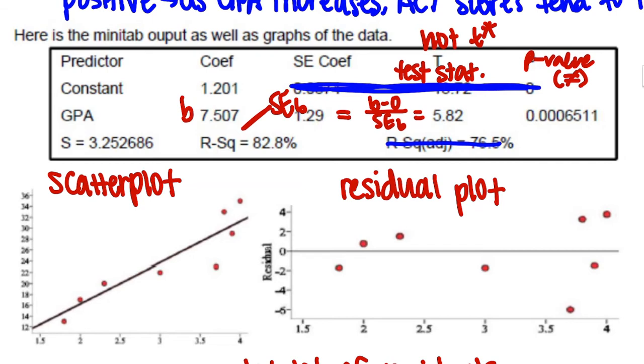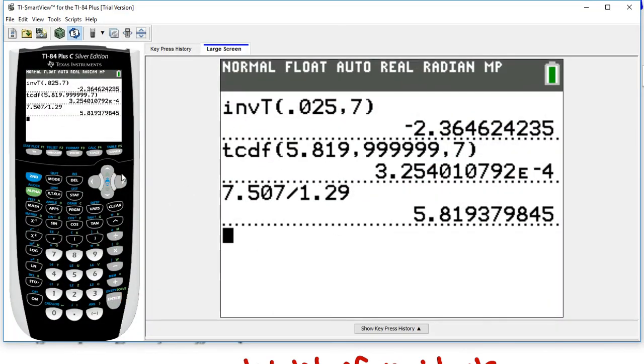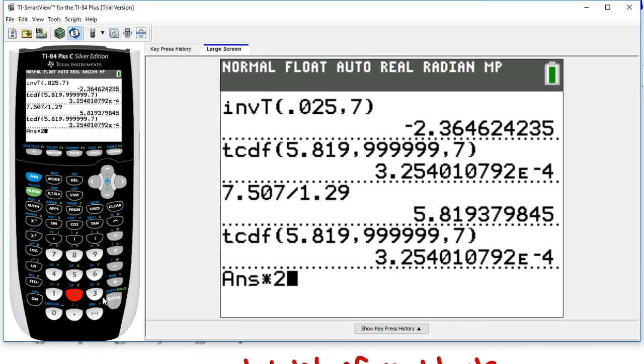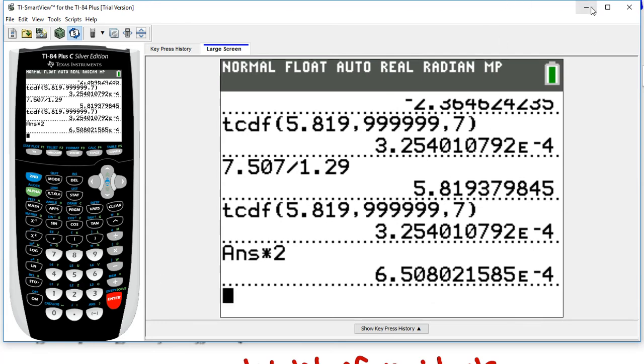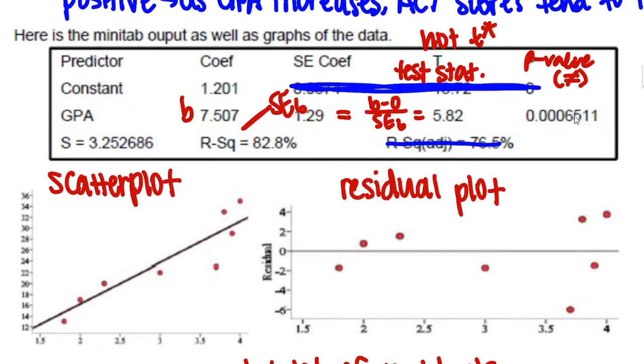So remember, for not equal to p-values, we find the one way. TCDF, this, I'll just grab this. And then we hit times 2, and that's how we get the one that they got, 0.0065. So that's where that comes from. It's a not equal to p-value, so make sure that it's the double from the one side.